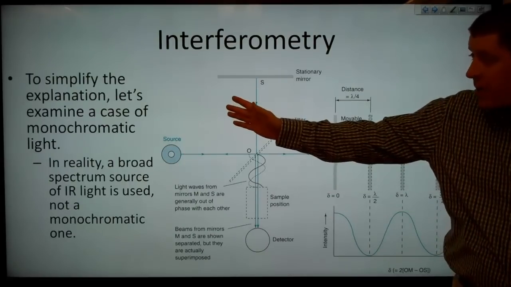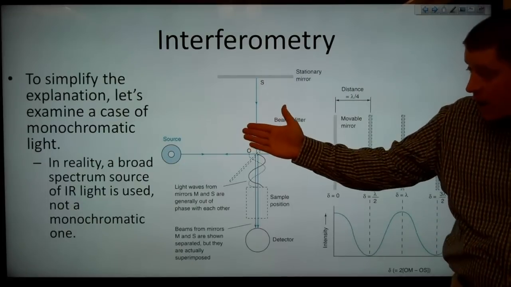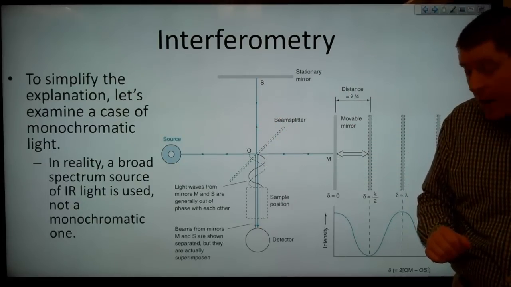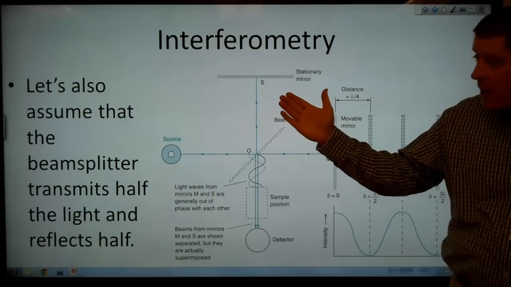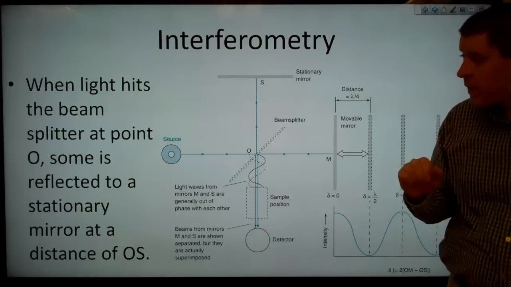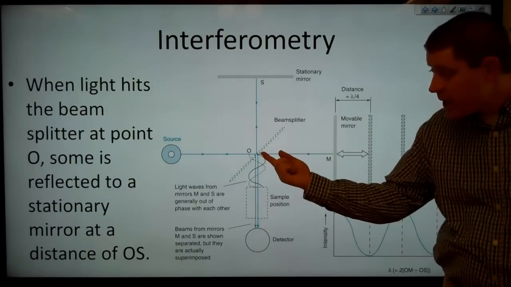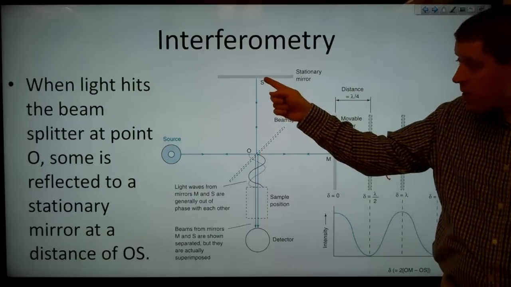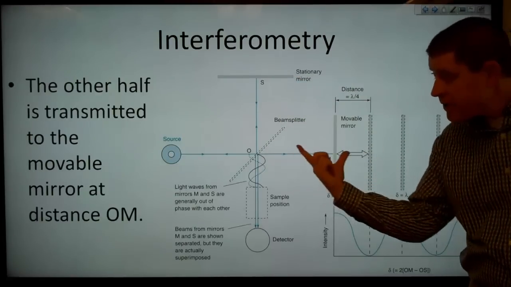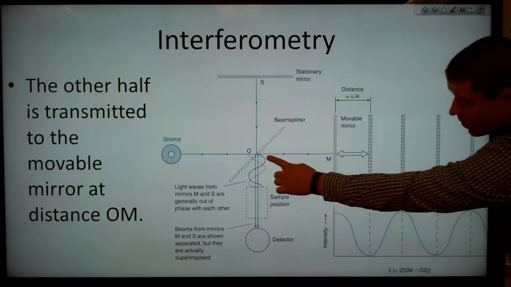Now, to simplify our explanation here, let's examine a case of monochromatic light. In reality, a broad spectrum light source is going to be used, not a monochromatic one. Let's also assume that the beam splitter transmits half the light and reflects half the light. So when light hits the beam splitter at point O here, then some is reflected to our stationary mirror up there at a distance of OS. The other half is then transmitted to our movable mirror, that's over here, at some distance OM.